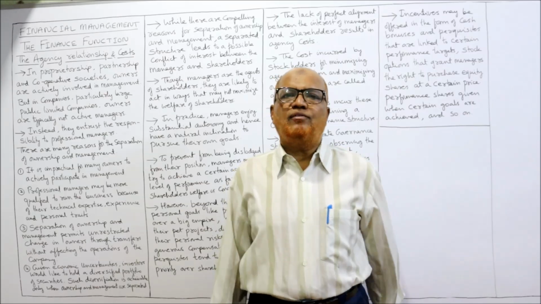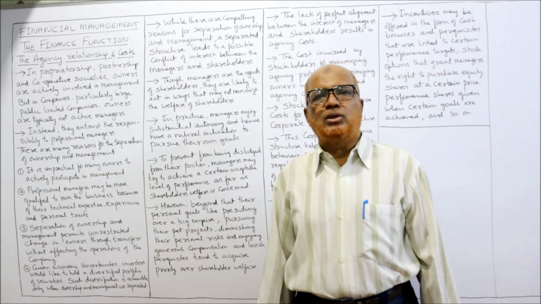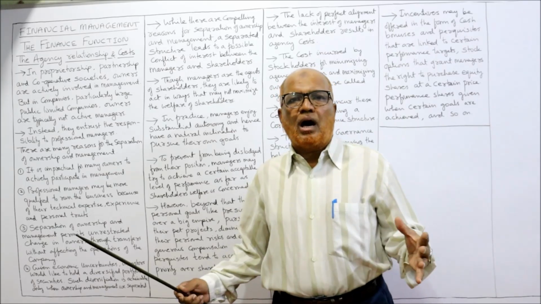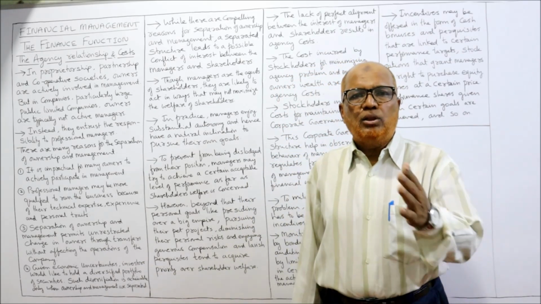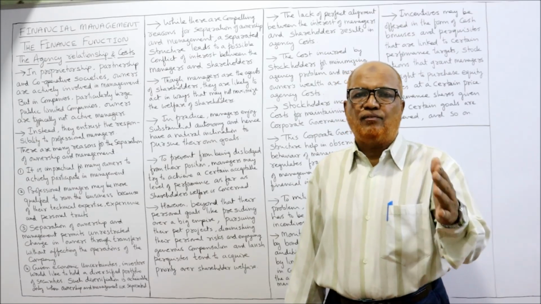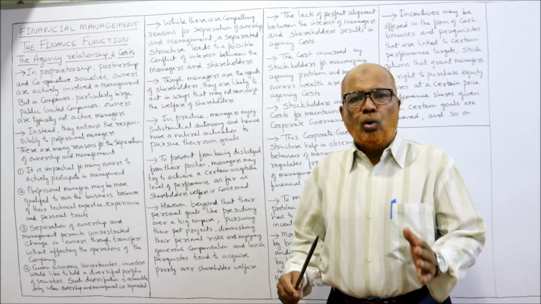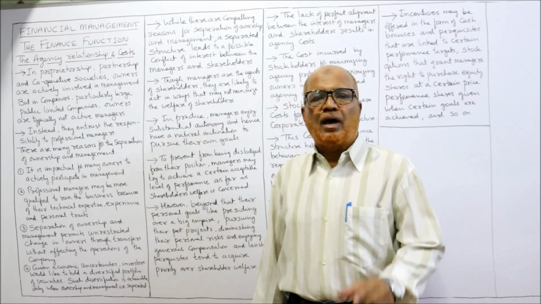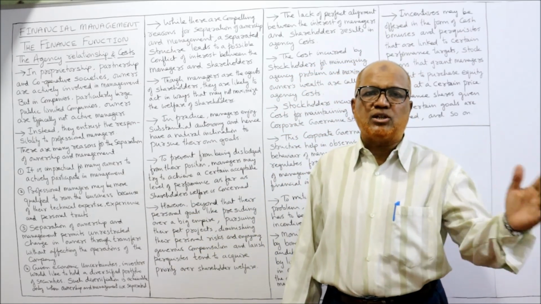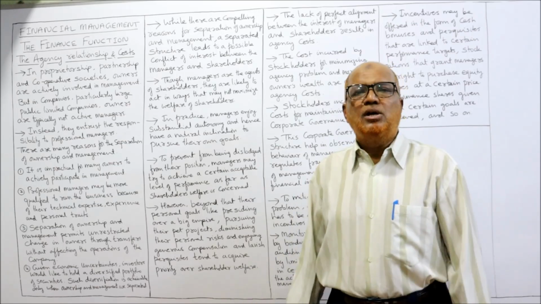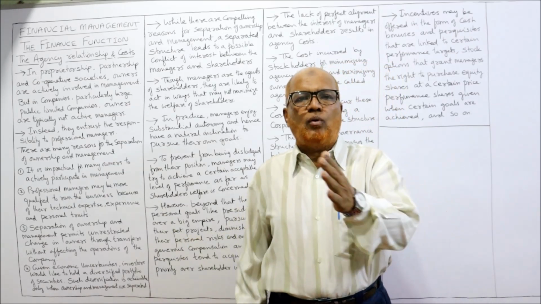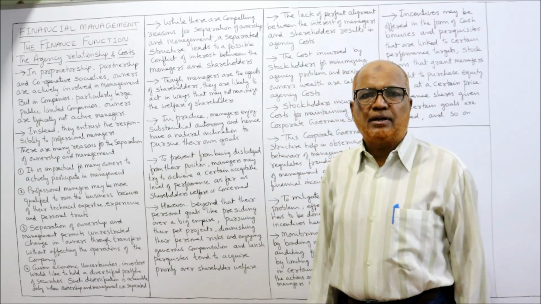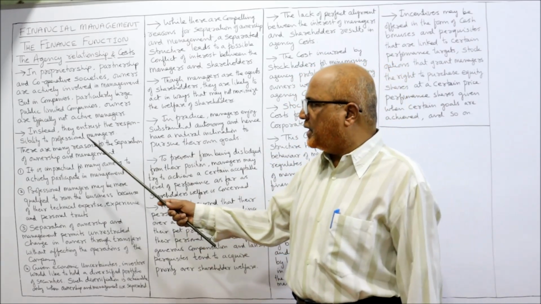But in case of public limited company, joint stock company, if the company is a large one, naturally the owners are different from the managers. The ownership is on the part of one set of people, and the managers are another set of people who manage the business. So there is separation of ownership and management in public limited companies, joint stock companies.